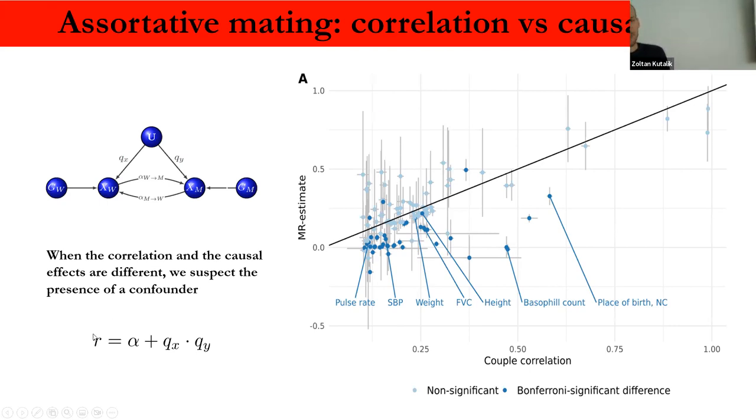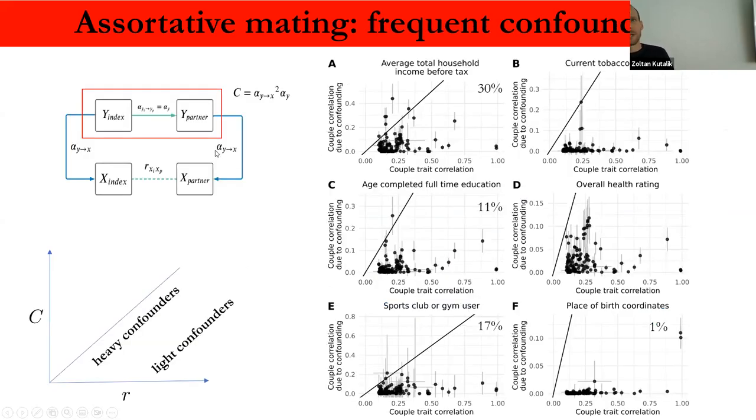Very roughly speaking, the correlation in such a setting is determined by the strength of the confounder and the causal effect between the two phenotypes. So if the correlation is larger than the causal effect, we assume that there must be some confounder. So it's interesting to look at which traits might be impacting both. For this, we asked in two ways. We first looked at typical confounders that we can imagine, and then we looked at all 118 phenotypes. Here you see 118 dots, and each dot is one phenotype.